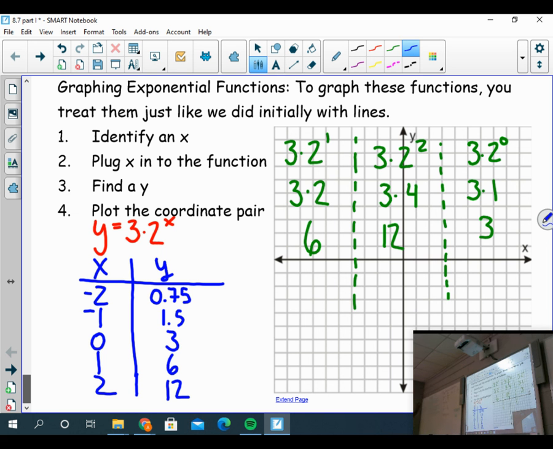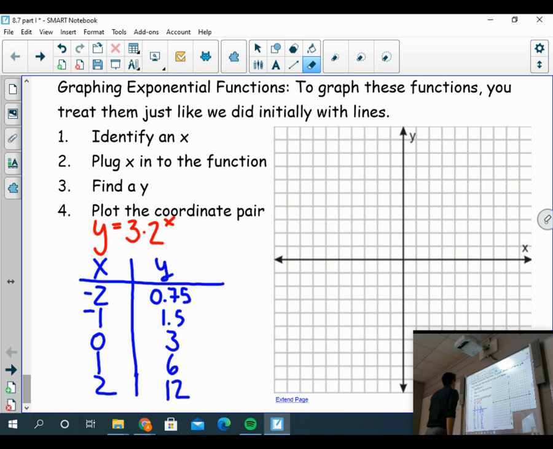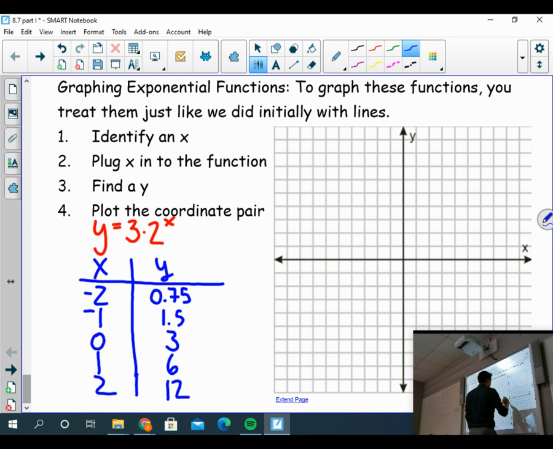And so what I've done is I picked some x values and I found their matching y values by plugging the x values into the equation and seeing what the y turned out to be. Now that we have a table of values that we know make the equation true, right? These ordered pairs, negative 2, .75, negative 1, 1.5, those combinations, when plugged into the equation, will make the equation true. And so we will plot them on our graph.